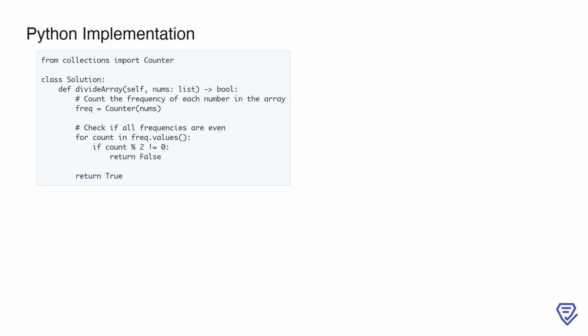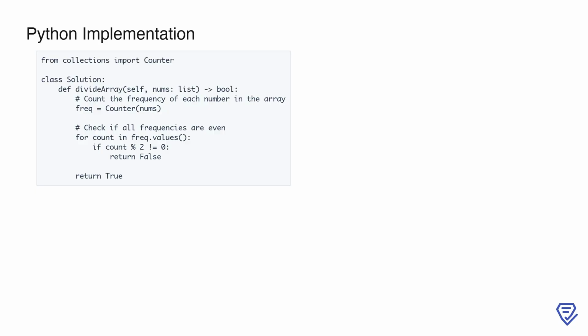Key details. The time complexity of this solution is O(n), where n is the length of the array. This is because counting the frequencies using Counter takes O(n), and iterating through the frequency dictionary is O(k), where k is the number of unique elements, k less than or equal to n. The space complexity is O(k), as we store the frequencies of unique elements in the frequency dictionary.